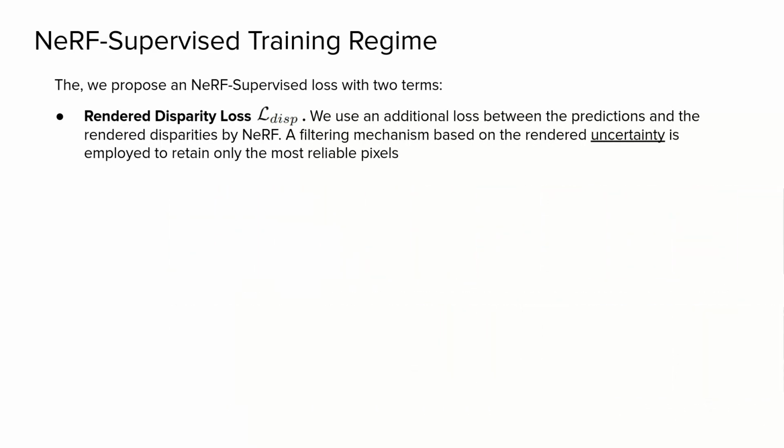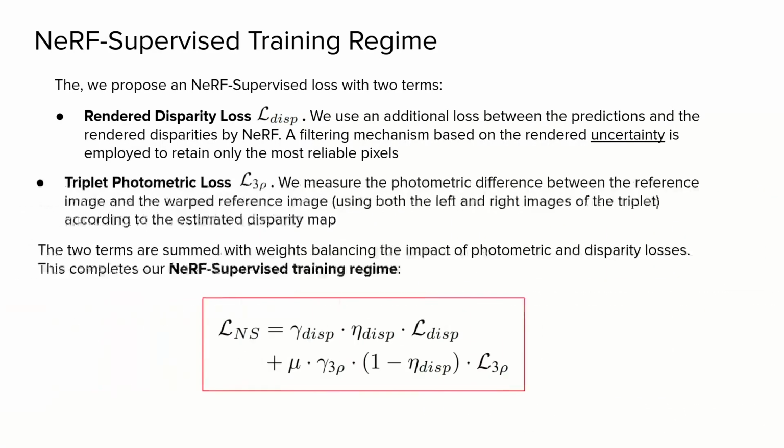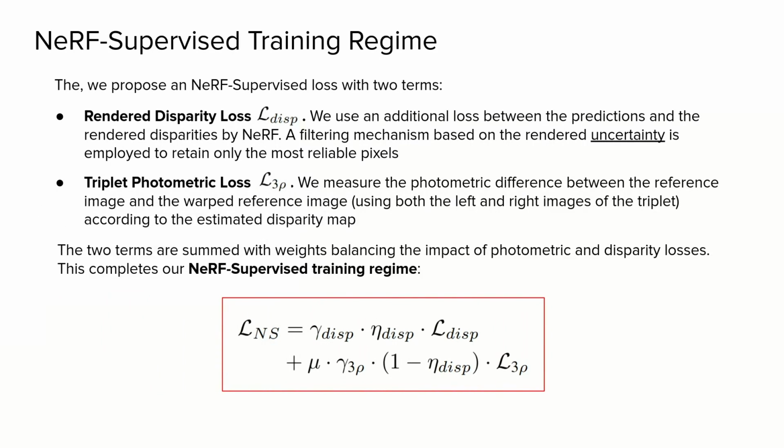Finally, our NeRF-supervised training regime combines the photometric and disparity losses with tunable hyperparameters. By optimizing this training regime, we significantly improve the robustness and accuracy of deep stereo networks, resulting in superior depth estimations. In our work, we also conducted several ablation studies to investigate the importance of each component.